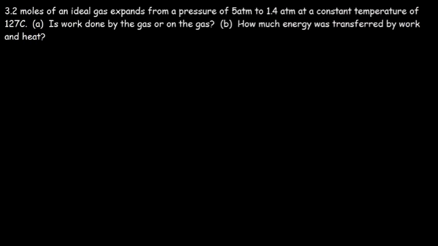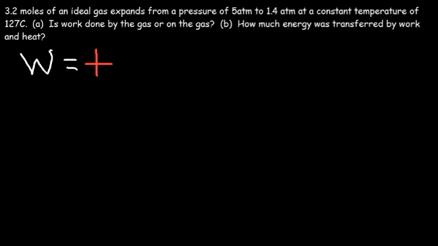3.2 moles of an ideal gas expands from a pressure of 5 atm to 1.4 atm at a constant temperature of 127 degrees Celsius. Is work done by the gas or on the gas? Anytime a gas expands, the work is positive. And whenever the work is positive, work is done by the gas on the surroundings.